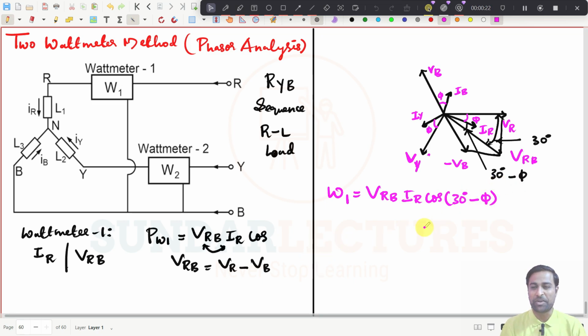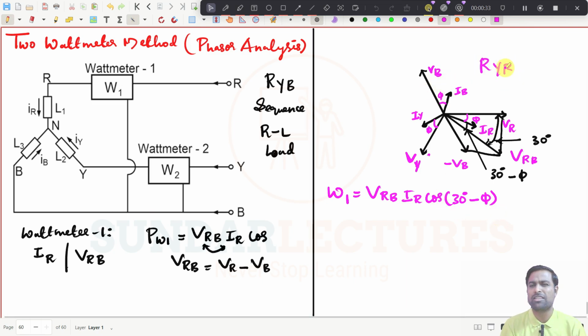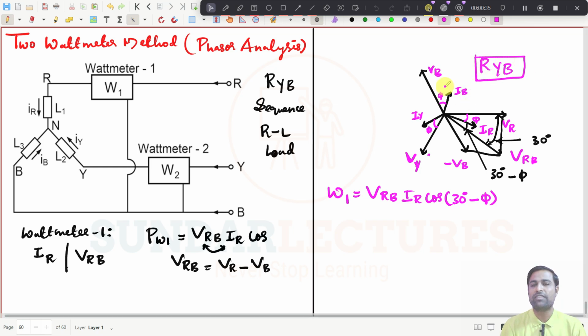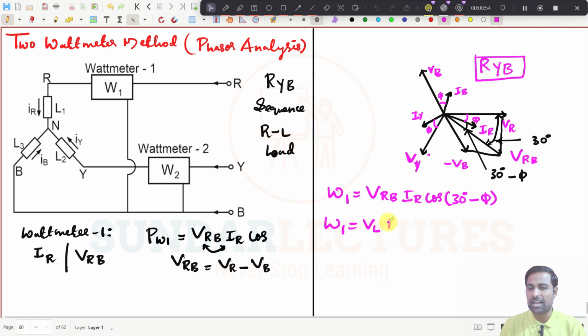See, try to understand. We are getting very close to the results now. If you understand these things clearly, this is the diagram for the RYB sequence. All these things will help you. That is why we have done these things many times in our previous lecture. So W1 reads VRY, IR and cos of 30 degree minus phi. Maybe I will write this in another form. What is VRY? It is VL, the line voltage. And what is IR? That is also the line current. And this value will be cos of 30 degree minus phi.